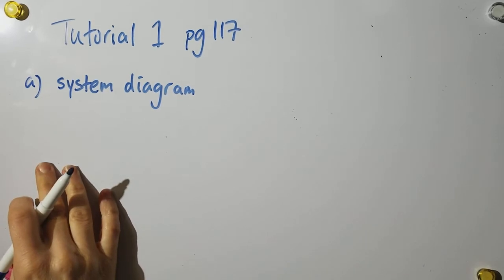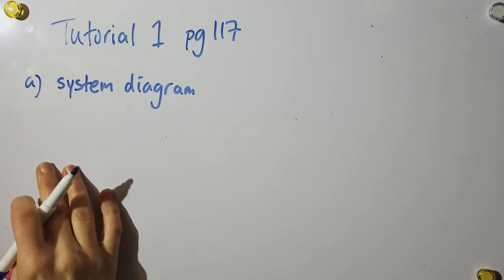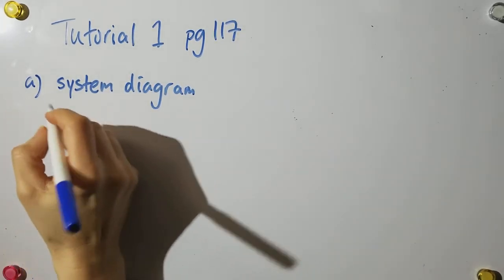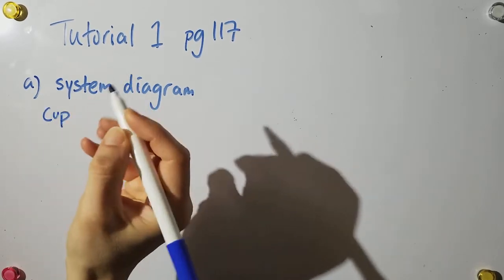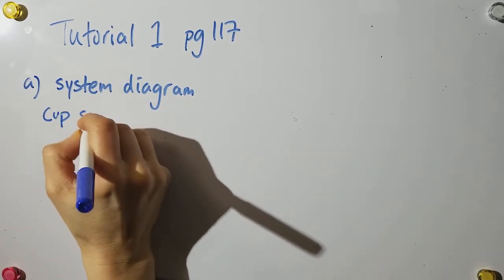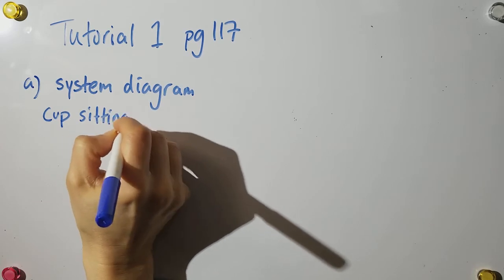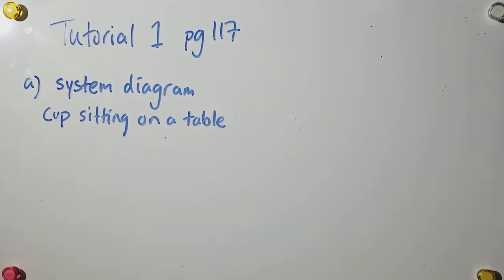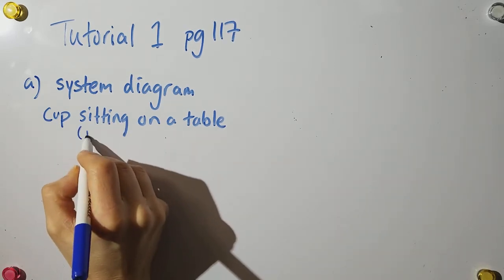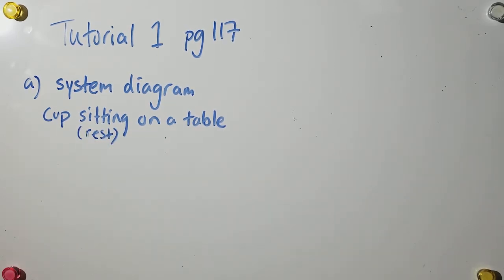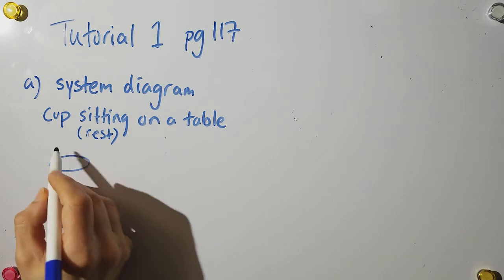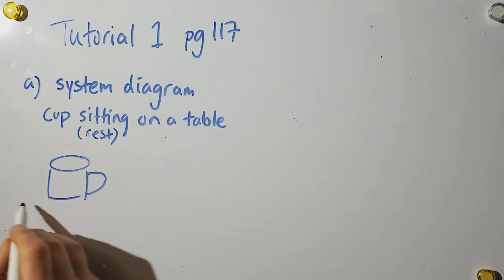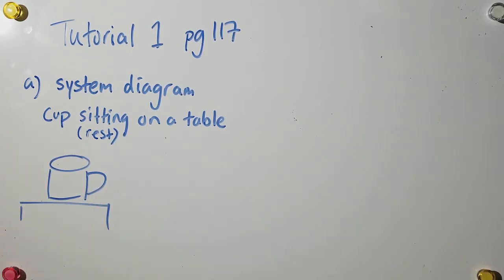So question A, or example A, is a cup sitting at rest on a table. I would have called it a mug, but a cup sitting on a table. And I think that this implies rest. They actually use the word in it. I think that you should know if it's sitting there, it's not moving. So the system diagram would essentially look like this. Okay, here's your cup sitting on a table.